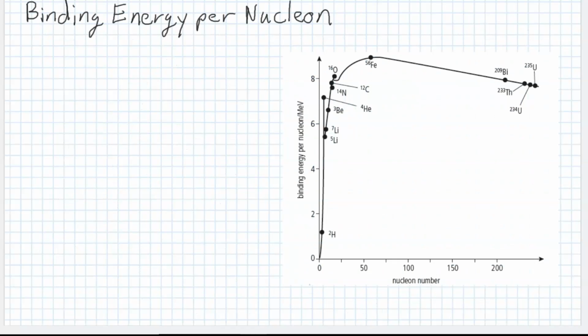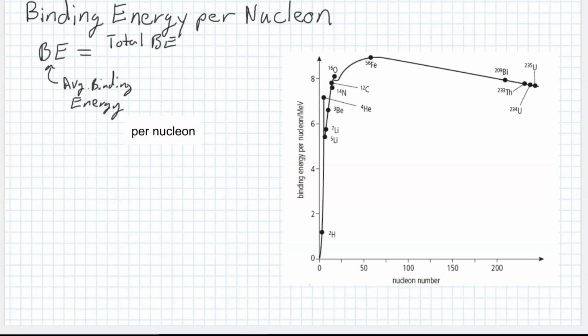Now let's talk about the concept of binding energy per nucleon. Remember, binding energy is how hard it is to pull our nucleons apart in the nucleus. So if I wanted to find the average binding energy per nucleon, I would take the total binding energy and divide it by the number of nucleons in that nucleus. For example, carbon has 12 nucleons, so I would divide by 12.